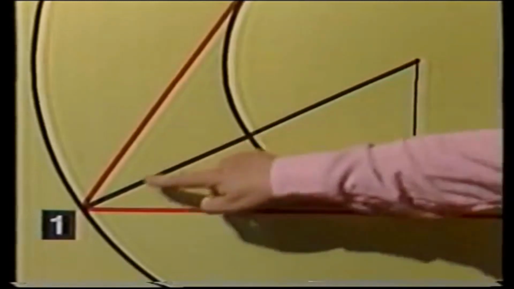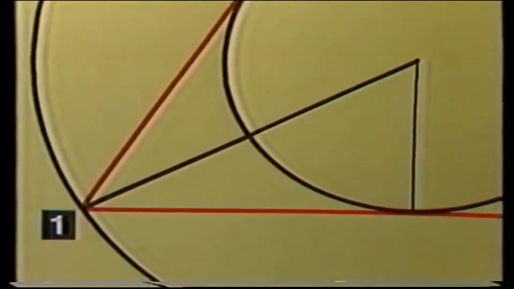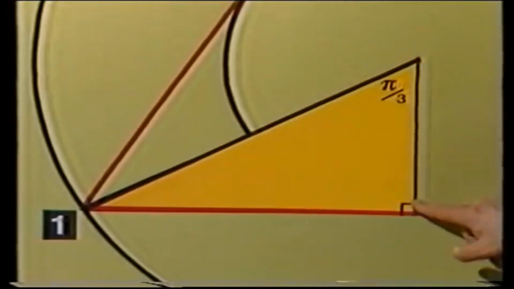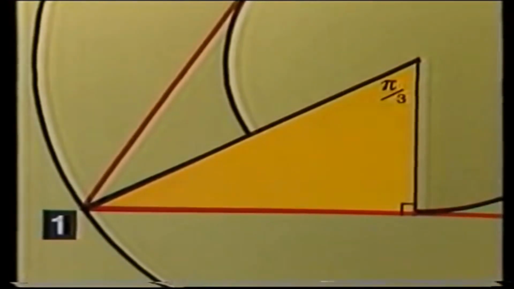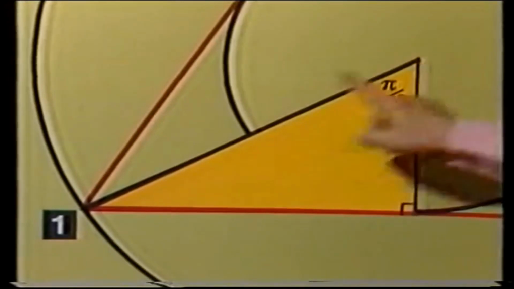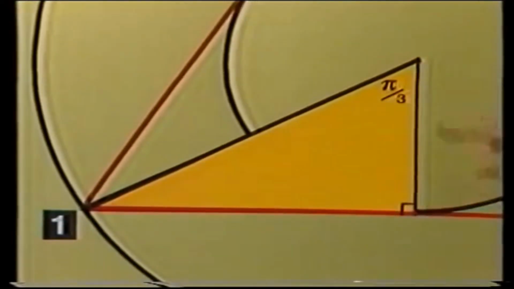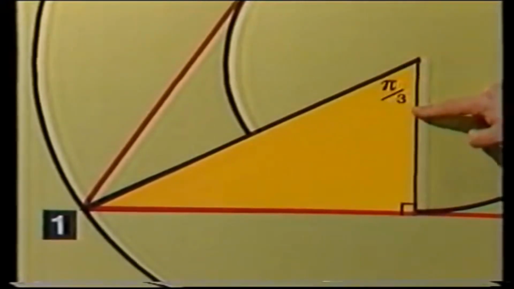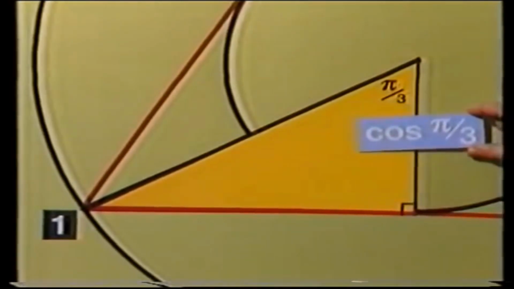Now, consider this right-angled triangle. To find the length of this vertical side, we just use basic trigonometry. Now, this hypotenuse is of length 1. So this adjacent side must be 1 times cos pi by 3. So the radius of this second circle is cos pi by 3. And that's just a half. In other words, the next radius is half the previous radius.